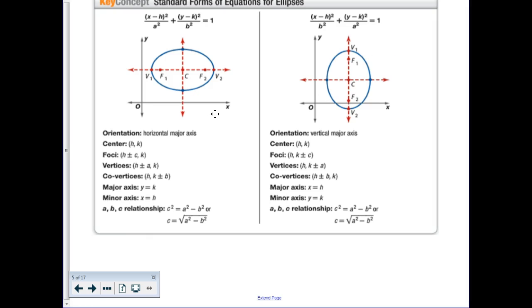All right, let's see this in action. There's one more thing we're going to have to calculate today, and that's the value for C, which is the distance from the center of your ellipse to either one of the foci along the major axes. So the derivation for C looks a lot like Pythagorean theorem, and it should.